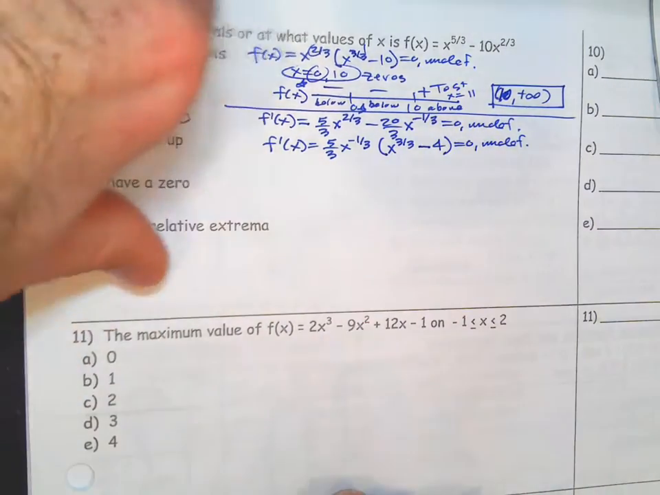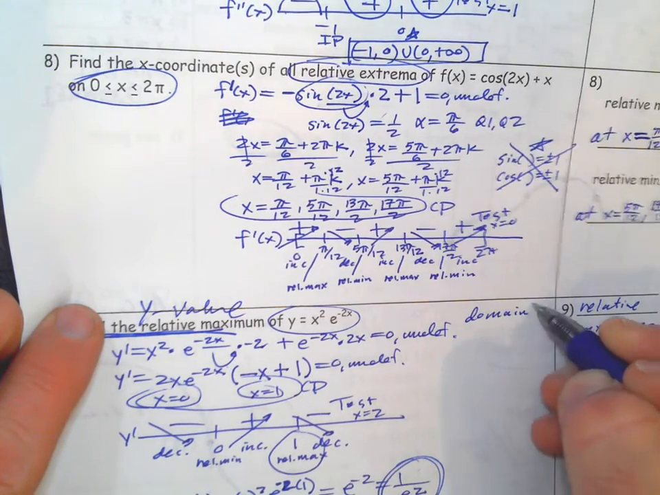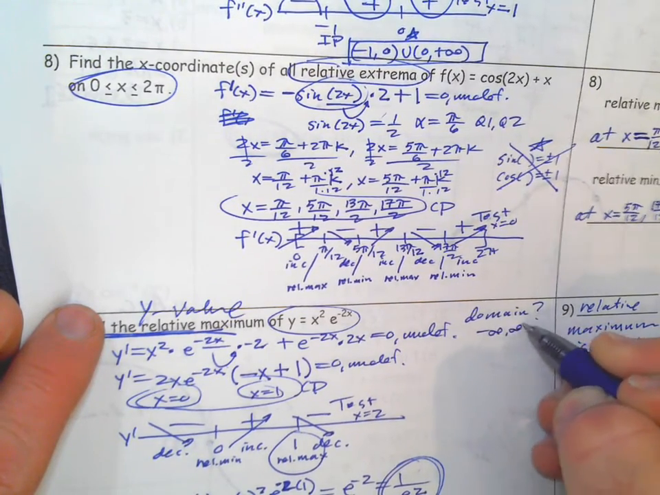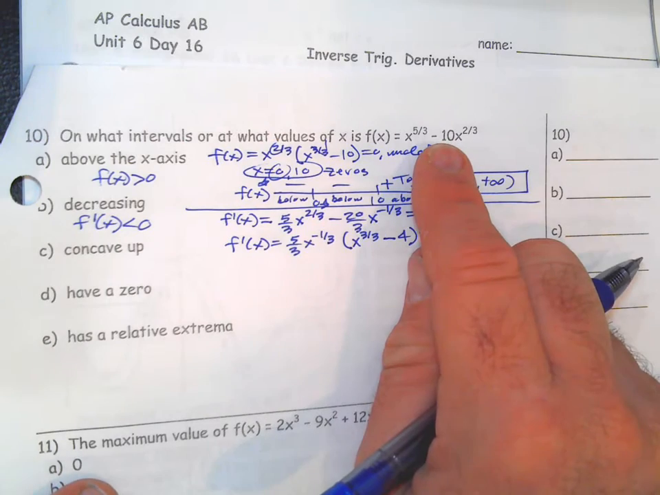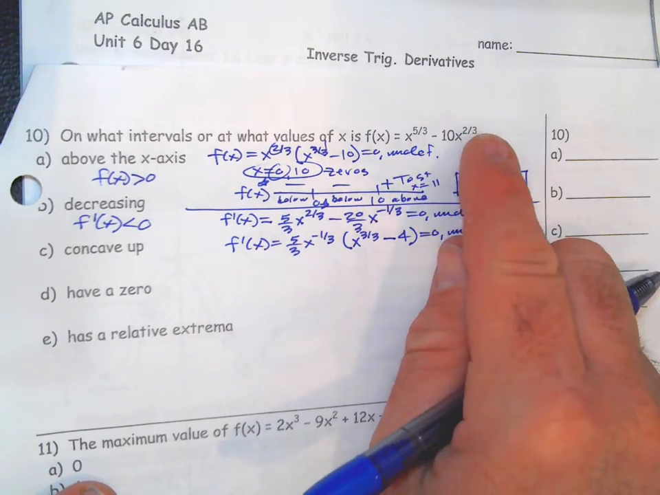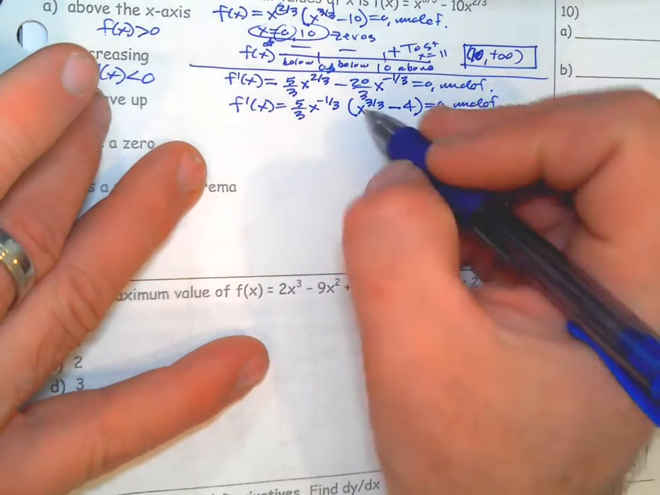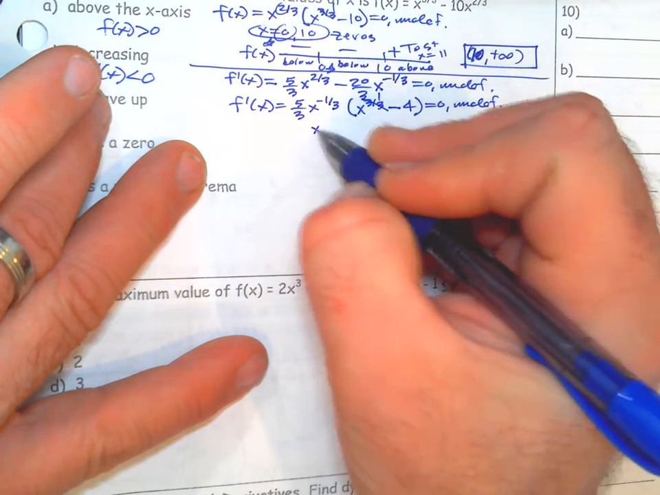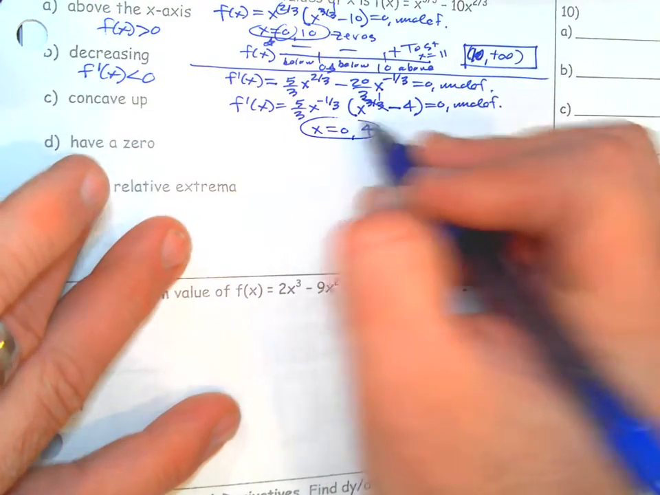Again, we need to be watching out for any domain issues. So were there any domain issues here? No, it was all reals. Nothing causes problems here. Domain issues here? No. Good. Any domain issues here on the original function? Nope. No negative exponents. No even denominators, which would be even roots, which have problems. So x equals 0 and x equals 4 are your critical points.